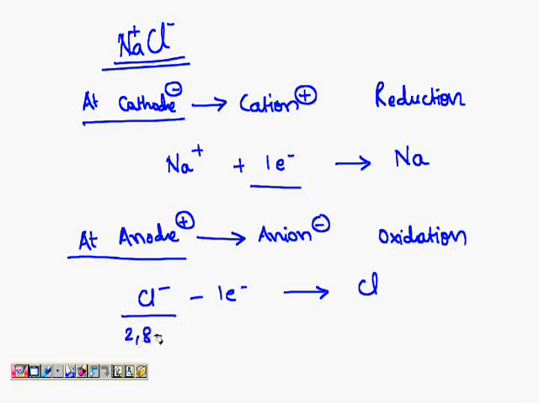Okay, here the electronic configuration is 2,8,8. After losing one electron, its electronic configuration becomes 2,8,7. It means from 2,8,8, the configuration now has become 2,8,7. There is loss of one electron. Therefore, here the process is oxidation.